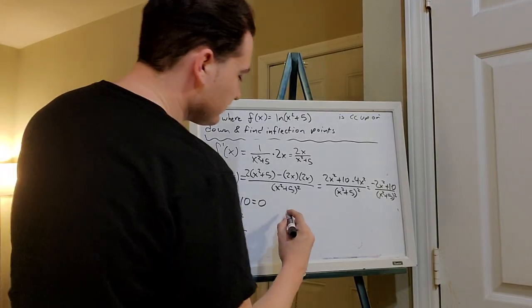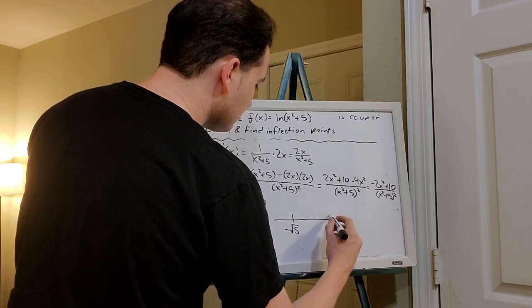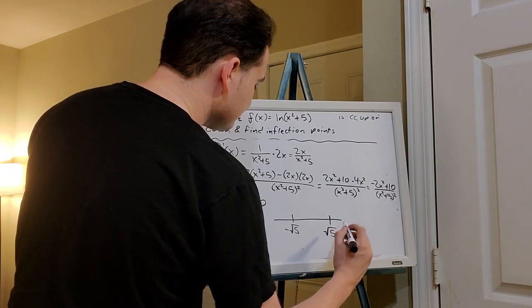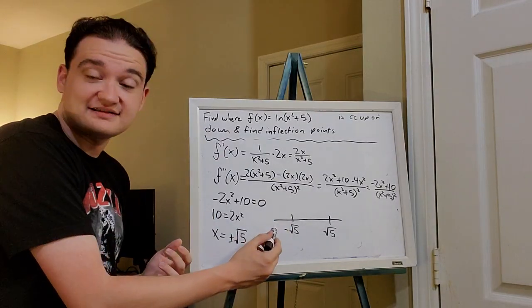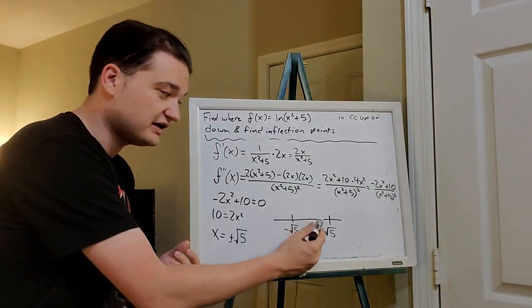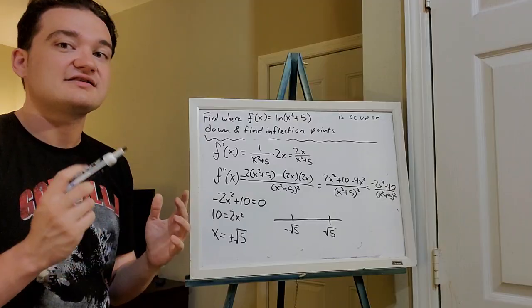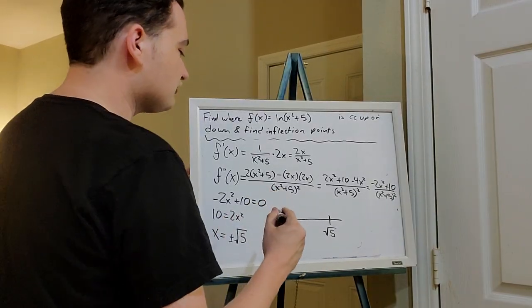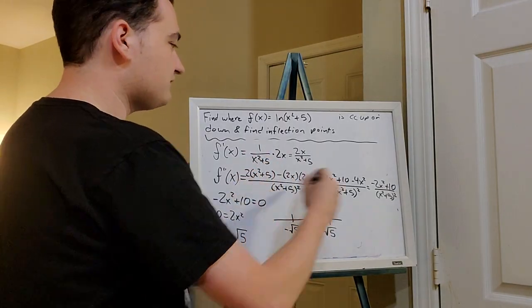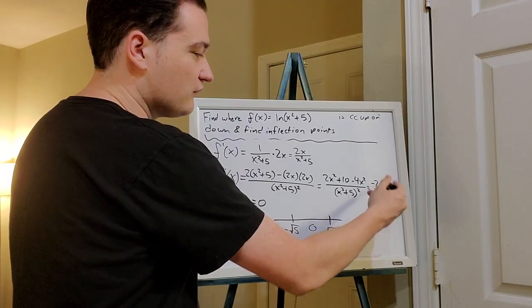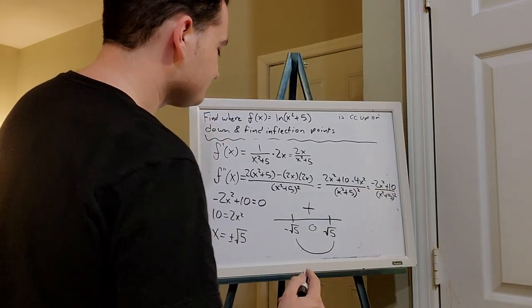Okay, so let's put that on a number line. Negative root 5, positive root 5. Where is it concave up and concave down? We're going to plug in a point from less than negative square root of 5, a number between these two, and a number bigger than square root of 5. And that'll tell us concave up and down. First let's do one in between. We're going to do 0, nice and easy. Second derivative, if we plug in 0, we get 10 over something that's always positive. We're concave up between these two.